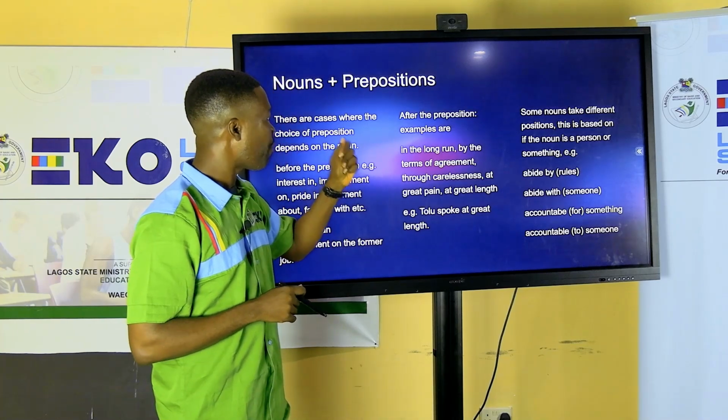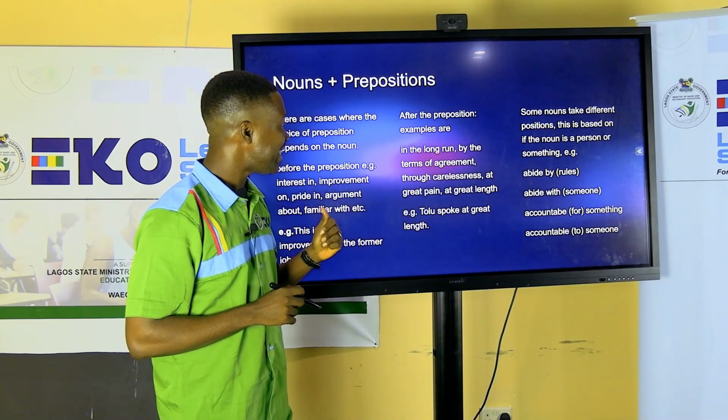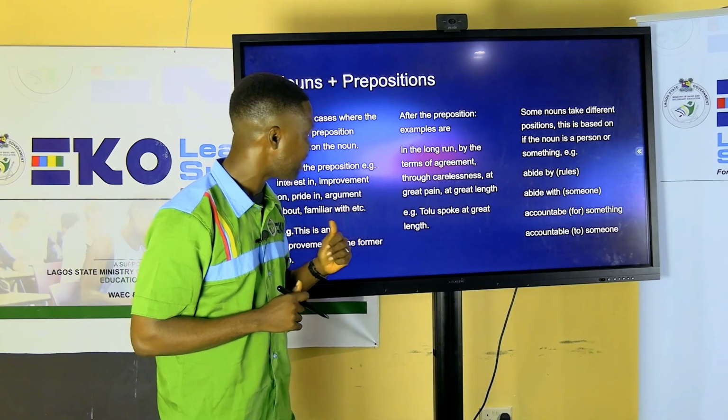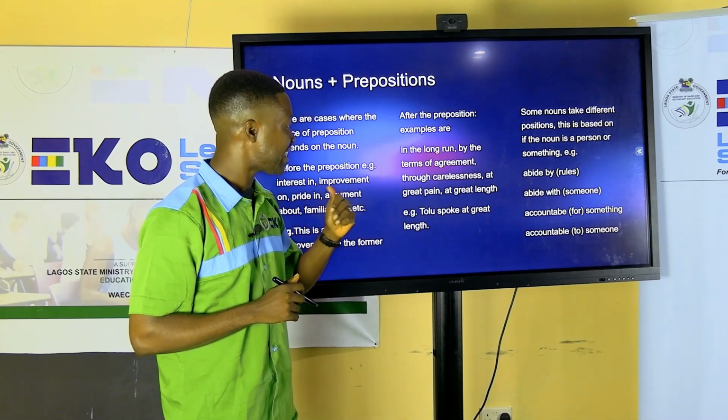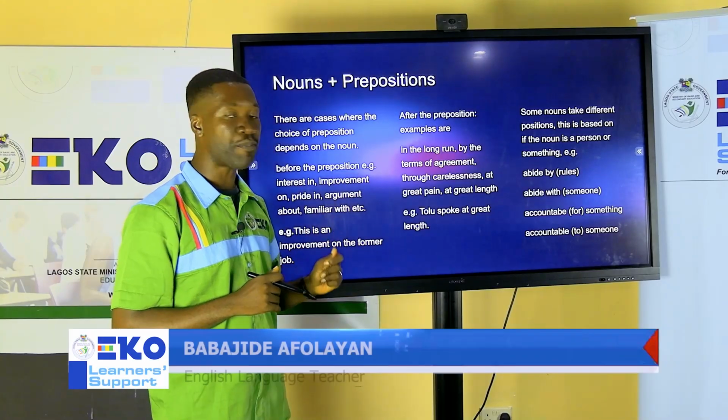Also, after the preposition, we can make use of nouns. For example, in the long run, by the terms of agreement, through carelessness, at great pain, and at great length. Let's look at some examples. Tolu spoke at great length is an example cited here.